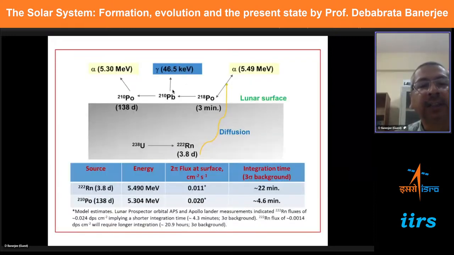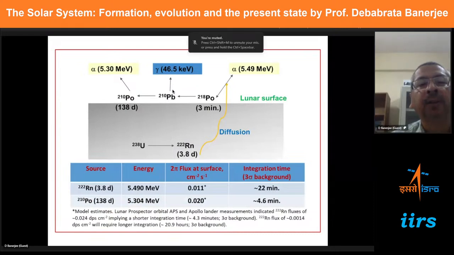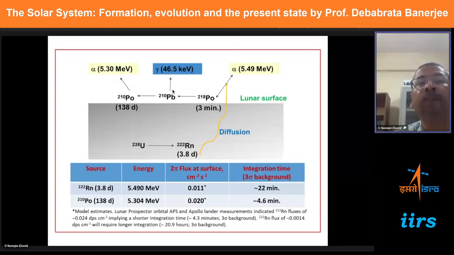So this next slide shows you a process and certain prominent lines. The alpha line, which is basically 5.4 and 5.3, can be used to construct the volatile history if these measurements are done at various locations on the Moon.